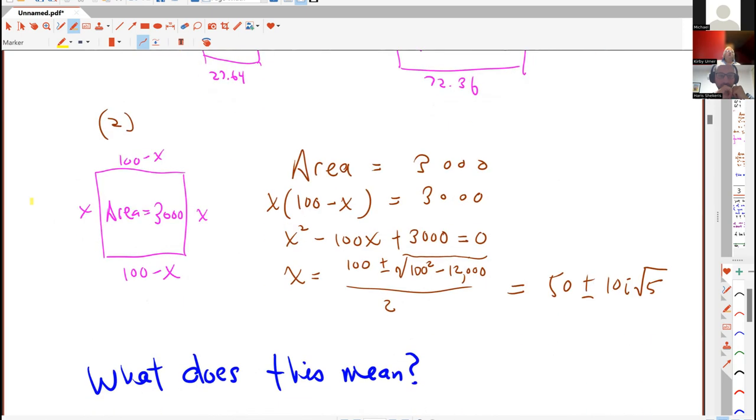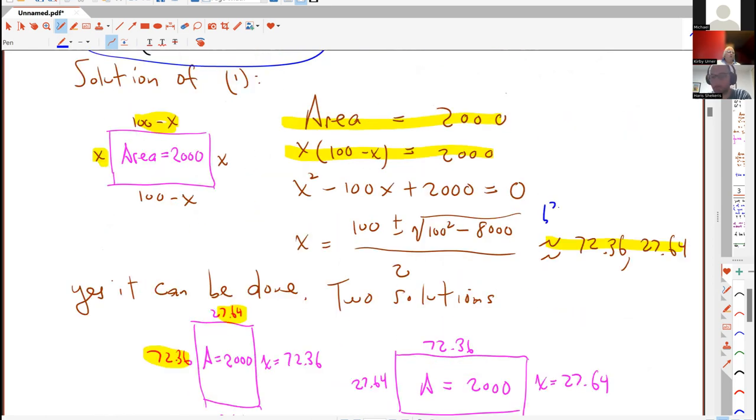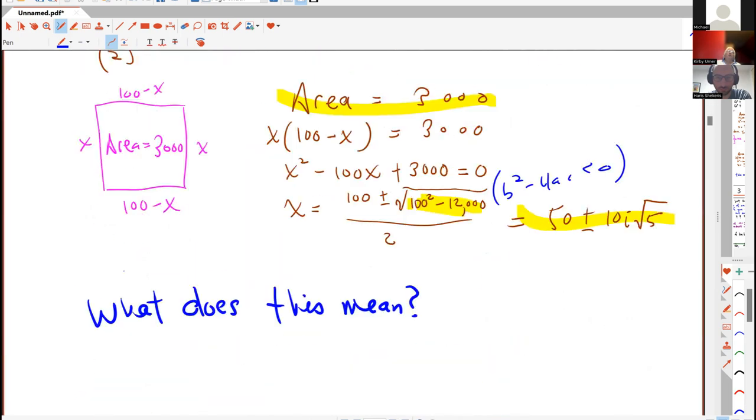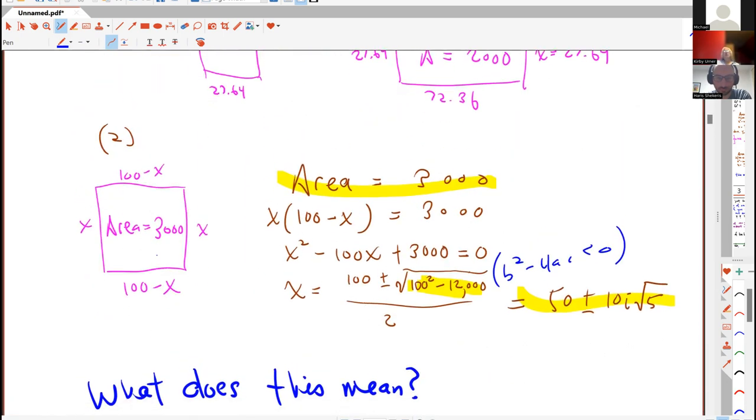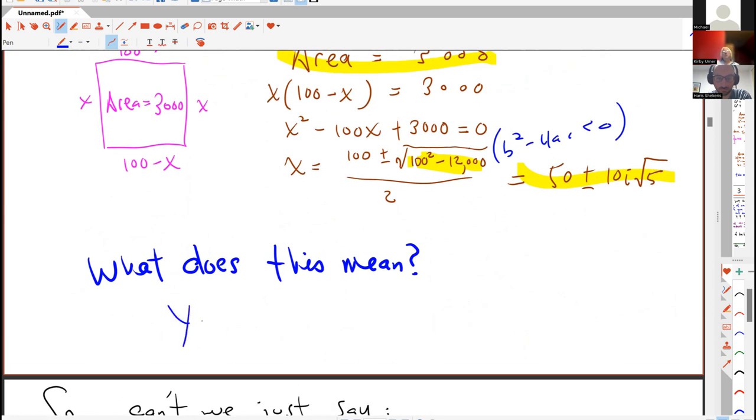What about the 3,000 case? Go ahead and plug in and you get two complex solutions, because here the b squared minus 4ac inside the root is negative, and here it was positive up here. That's your b squared minus 4ac. So when that b squared minus 4ac is negative, you get nonsense solutions. What does that mean? It means you can't do it. That's all it simply means.